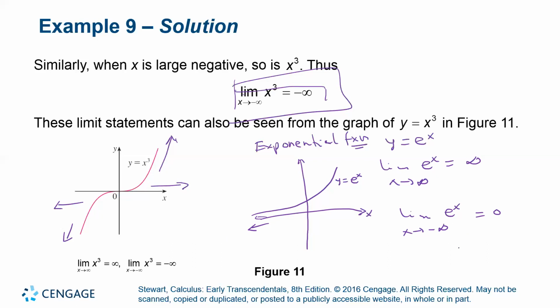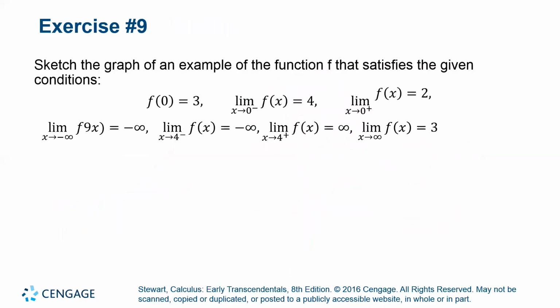Okay, so in this case, we can say that the line y is equal to 0 is what? It's a horizontal asymptote. But here, what we were just talking about is the infinite limit at infinity. Okay. All right, now, this is the last example.